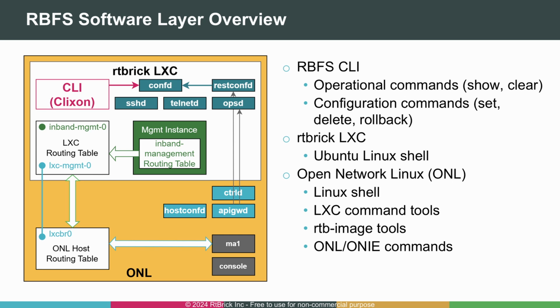The API Gateway acts as the entry point, securing all REST API traffic by authenticating requests. Once authentication is successful, the Control daemon forwards requests to the relevant daemons, such as the restconf daemon or the operational state API daemon, which reside within the RBFS container.